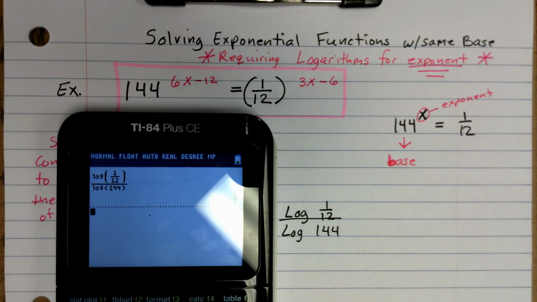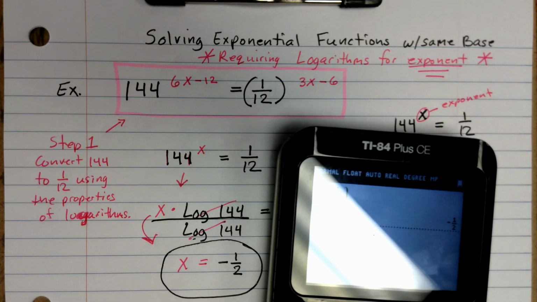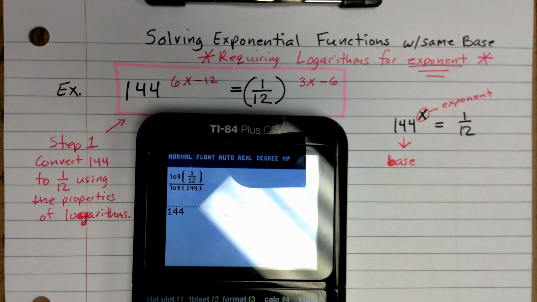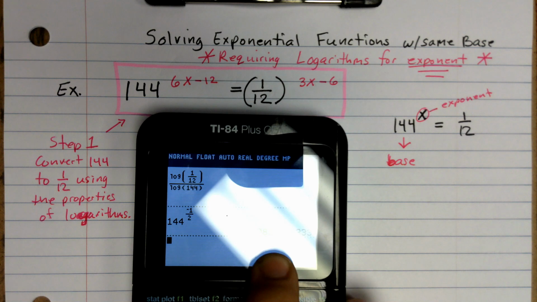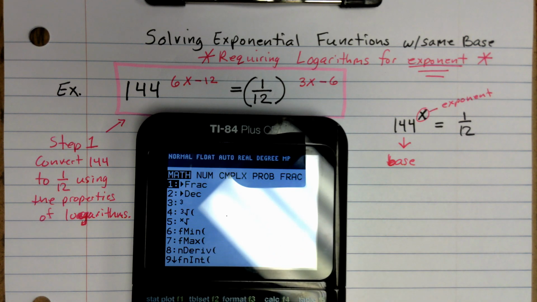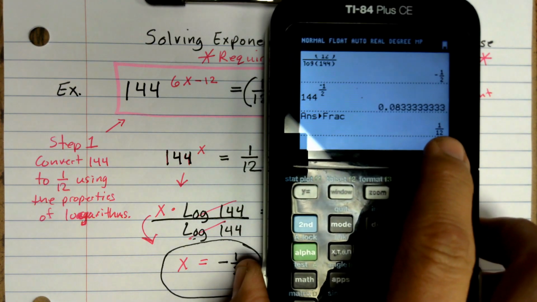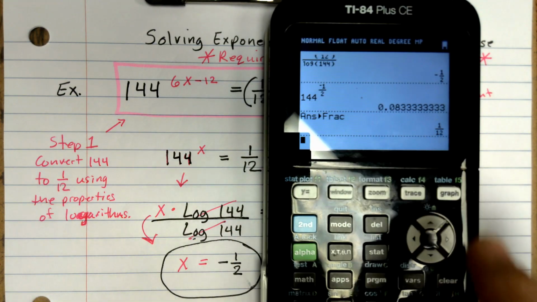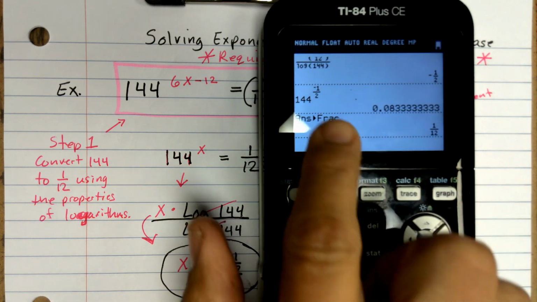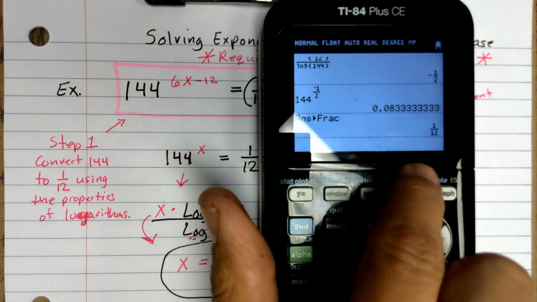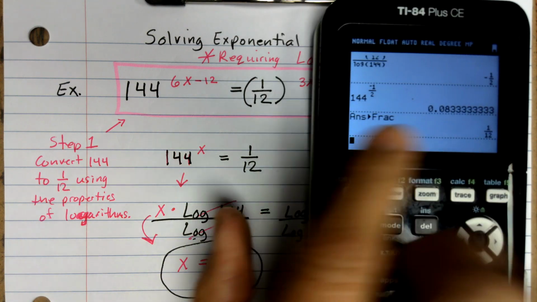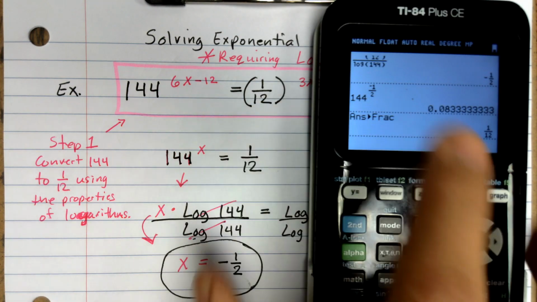If I take my calculator and type that in, 144 to the power of negative 1/2, it becomes this value, 0.083333. Now if I hit math, enter, and turn it to a fraction, it gives me 1/12. So all I did was hit math, enter, and it converted 144 to the power of negative 1/2 to a fraction, which is 1/12. And that's what we wanted right here. So we want to have the base be the same.